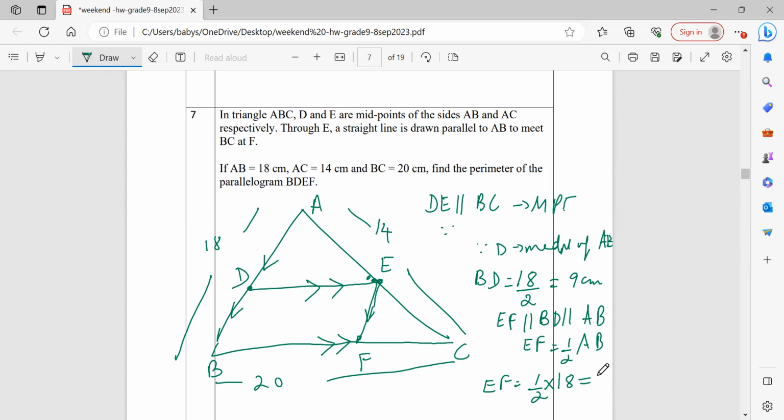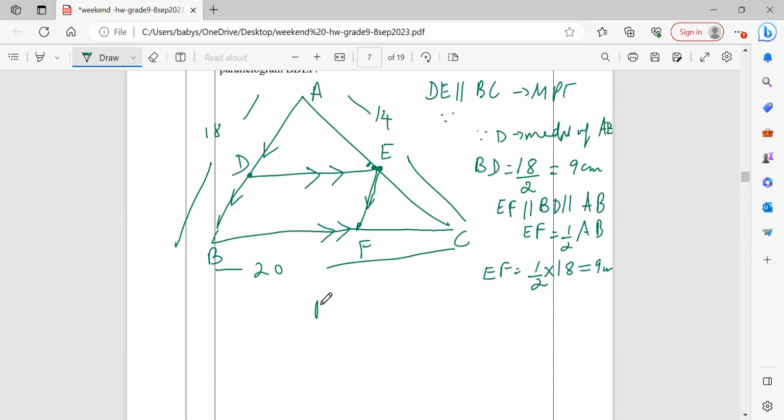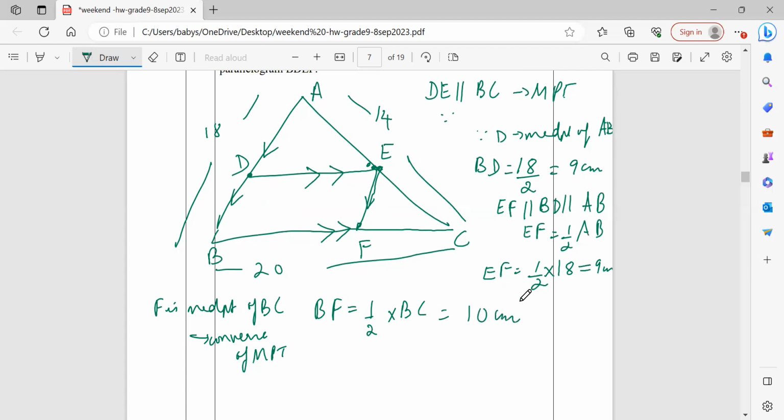That is also equal to 9. See, otherwise also it's a parallelogram. BD will be equal to EF. But what will be BF? F is the midpoint. As per midpoint theorem, F is midpoint. It's actually not midpoint, converse of midpoint. It's given that it is parallel. By the converse of midpoint theorem, F becomes the midpoint of BC, or BF is equal to half of BC, which is 10 centimeters.